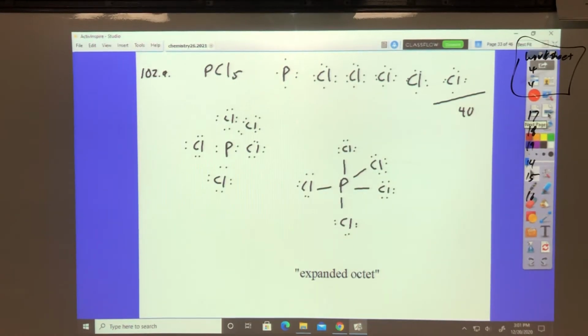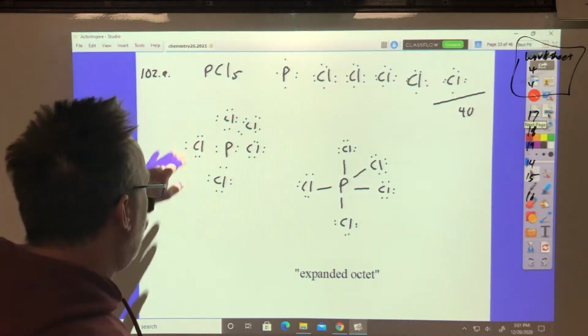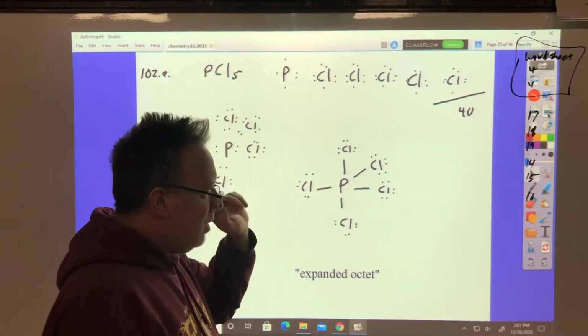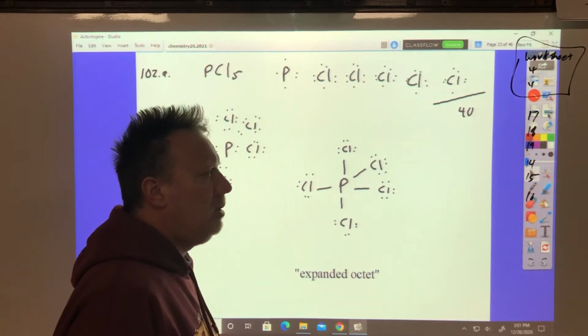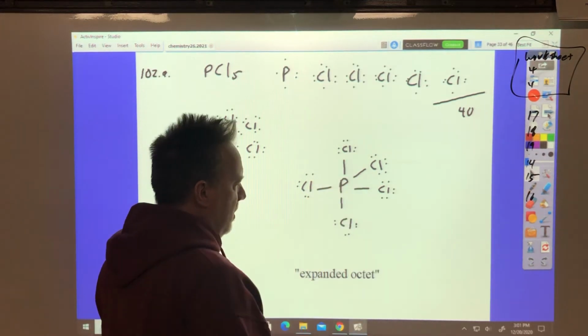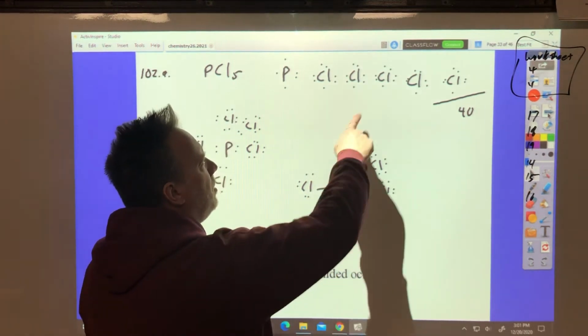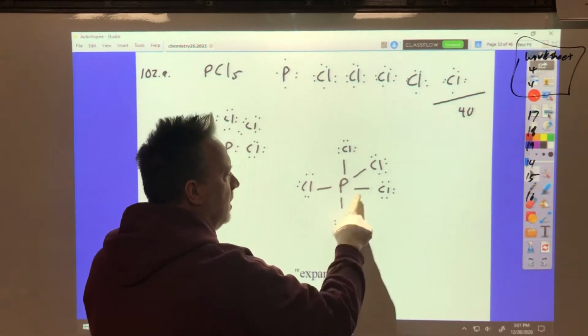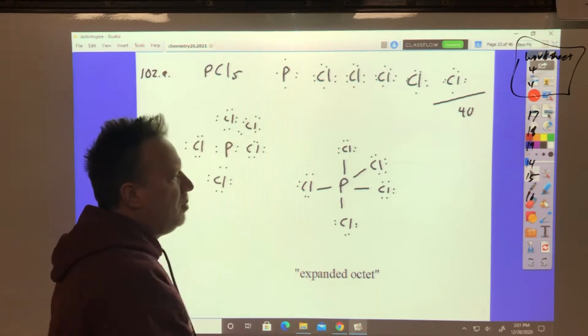Okay, Lewis structures for these molecules, each of which has a central atom that does not obey the octet rule. PCl5 has 10 shared electrons between it and chlorines, and we could draw it this way. By the time you add these all up, you should end with 40. You have to have an extra chlorine, and this is called an expanded octet.